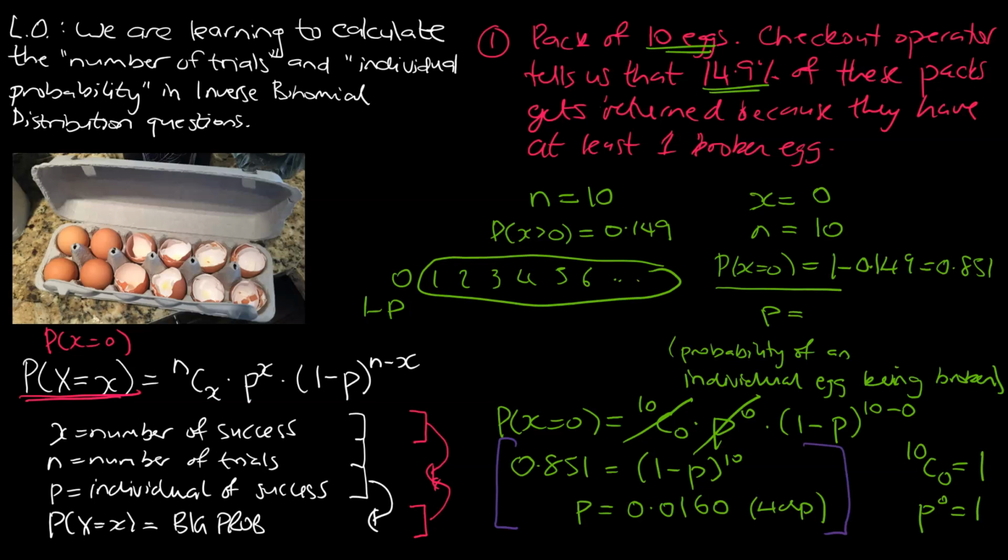So what that means is that number down the bottom: if you pick a random egg from these 10 packs, the probability of that egg being broken is about 1.6%. We figured that out because we knew there were 10 eggs per box, and we also knew that a box or a pack being returned had a probability of 0.149, and that let us do the rest. So the probability is 1.6%. We've just calculated the probability, but as I said, we can also work backwards to figure out the number of trials.